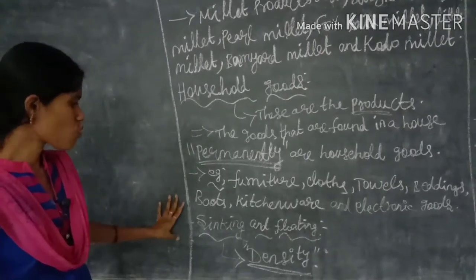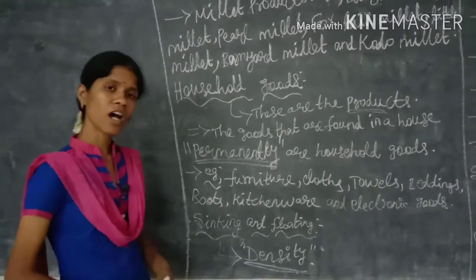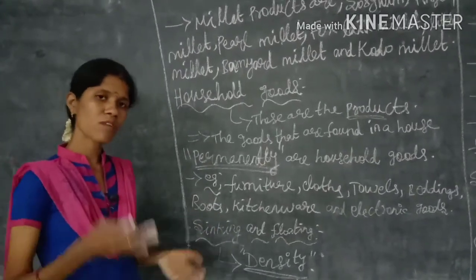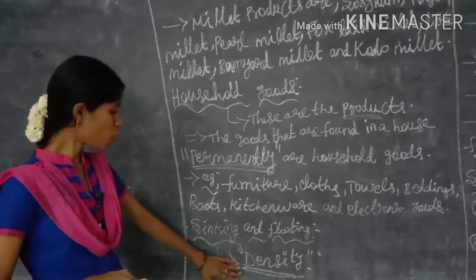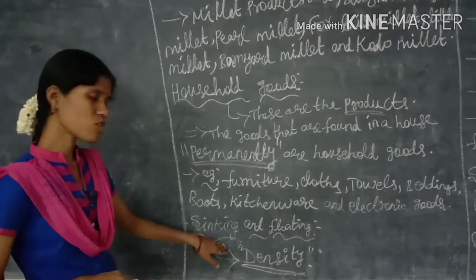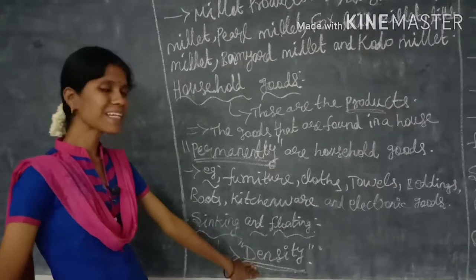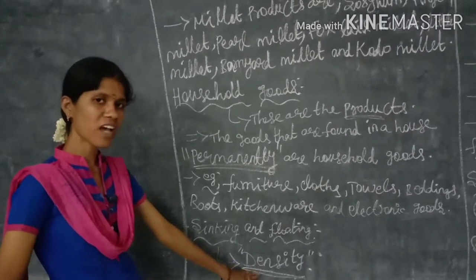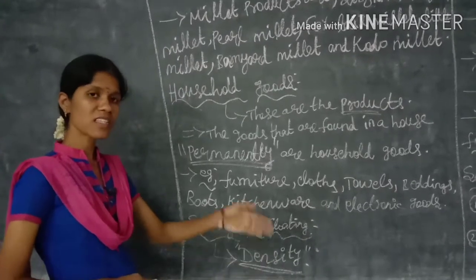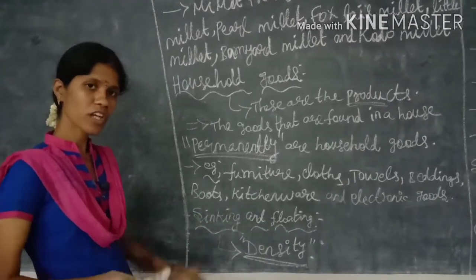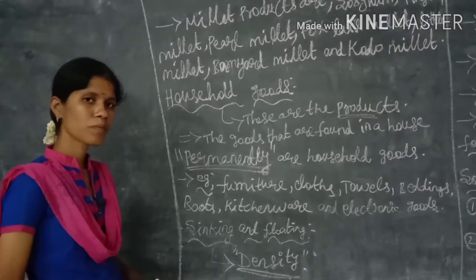The next one is sinking and floating. Some of the objects float in water and some of the objects sink into the water. This is based on a concept determined by the density of the object. In Tamil we call it adarthi. So, the density of the object decides whether it will sink or float in the water.